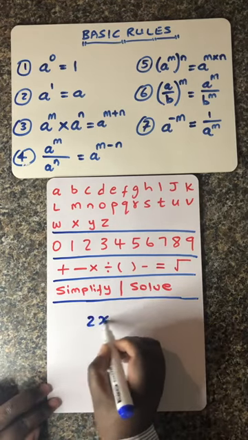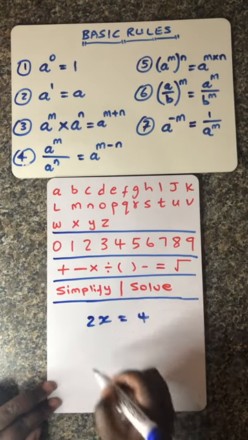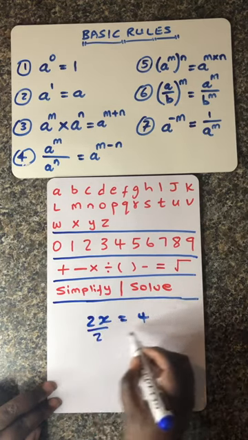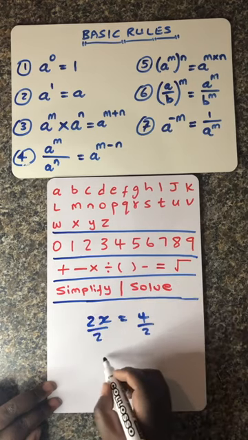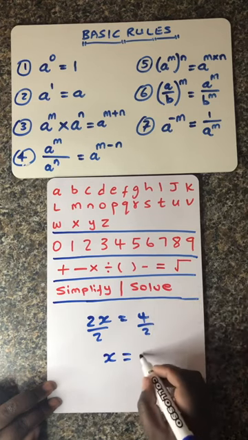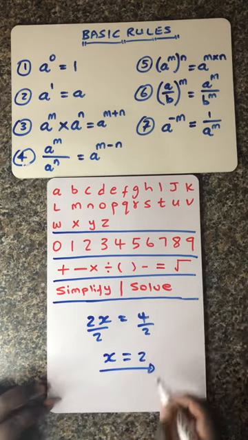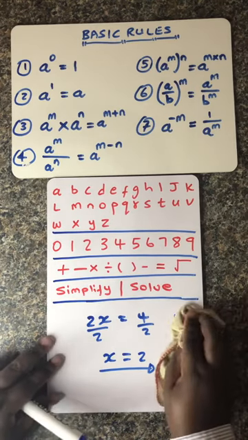So remember guys, it's 2x which is equals to 4. So what you do, you want to remove that 2, you divide by 2 on both sides, so that 2x divided by 2 is just 1x, which is equals to 4 divided by 2, which is equals to 2. So this is how you score full marks if this question was given 3 marks.